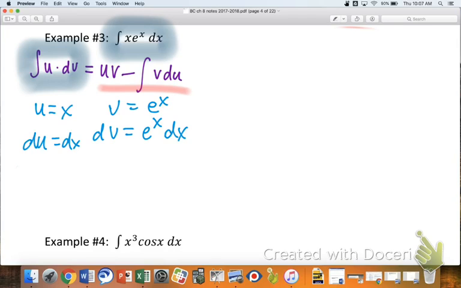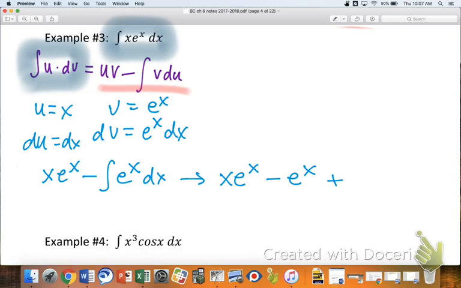So now we go to our uv minus integral of v du. So it's going to be x times e to the x minus the integral of e to the x dx. And wow, check this out. That's actually a super easy antiderivative, right? The antiderivative of e to the x is just e to the x. So my final expression here is just going to be x e to the x minus e to the x, with a plus C tagged on the end, and I'm done.